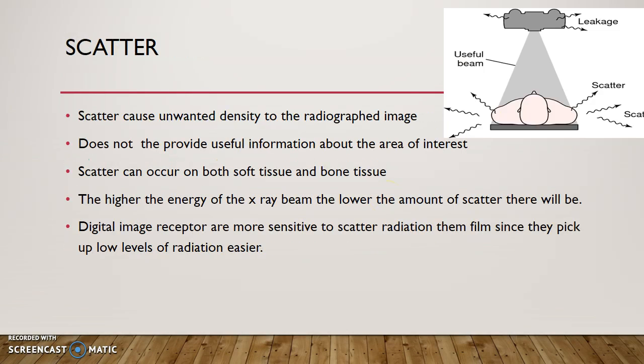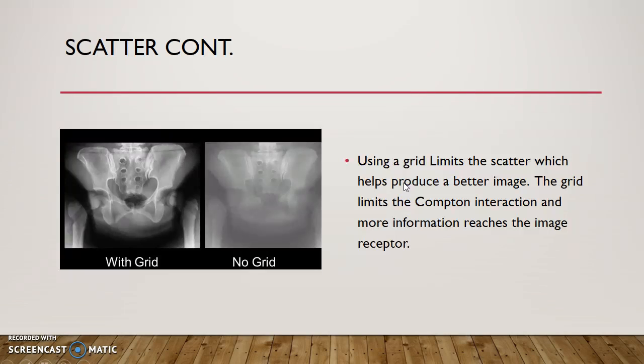Scatter can cause unwanted density on the radiograph. Scatter can occur in both soft and bone tissue. The higher the energy of the X-ray beam, the lower the amount of scatter there will be. Digital image receptors are more sensitive to scatter radiation than film since they pick up low levels of energy more easily. Using a grid limits the scatter, which helps produce a better image.